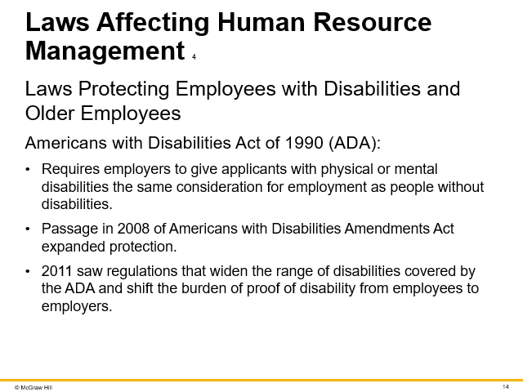In 2008, Congress passed the Americans with Disabilities Amendment Act, which overturned the Supreme Court's decision that had reduced protections for people with certain disabilities like diabetes, epilepsy, heart disease, autism, major depression, and cancer. But in 2011, the EEOC issued regulations that widened the range of disabilities covered by the ADA and shifted the burden of proof of disability in labor disputes from employees to business owners. Enforcement of this law promises to be a continuing issue for human resources management.